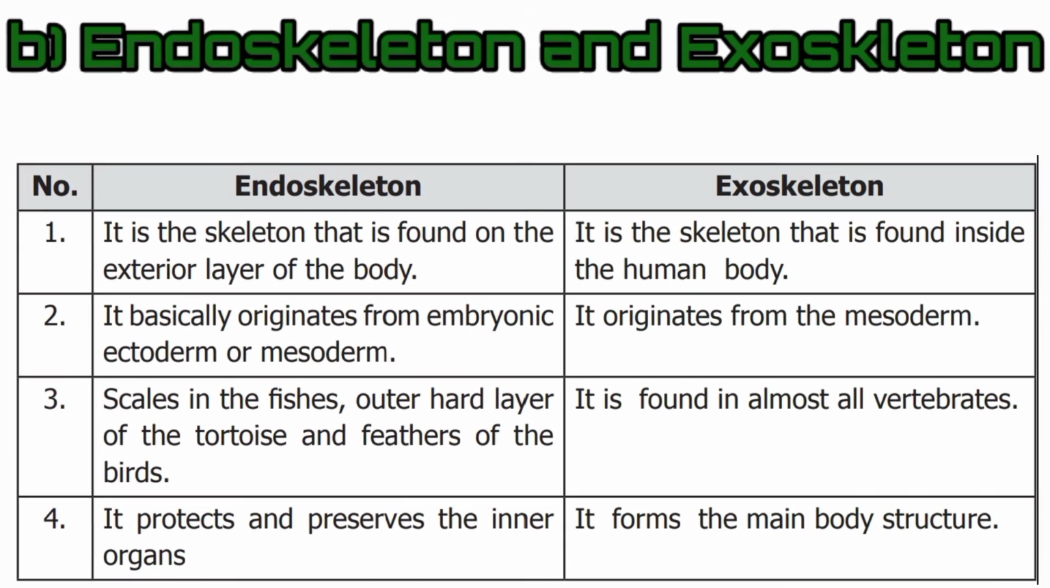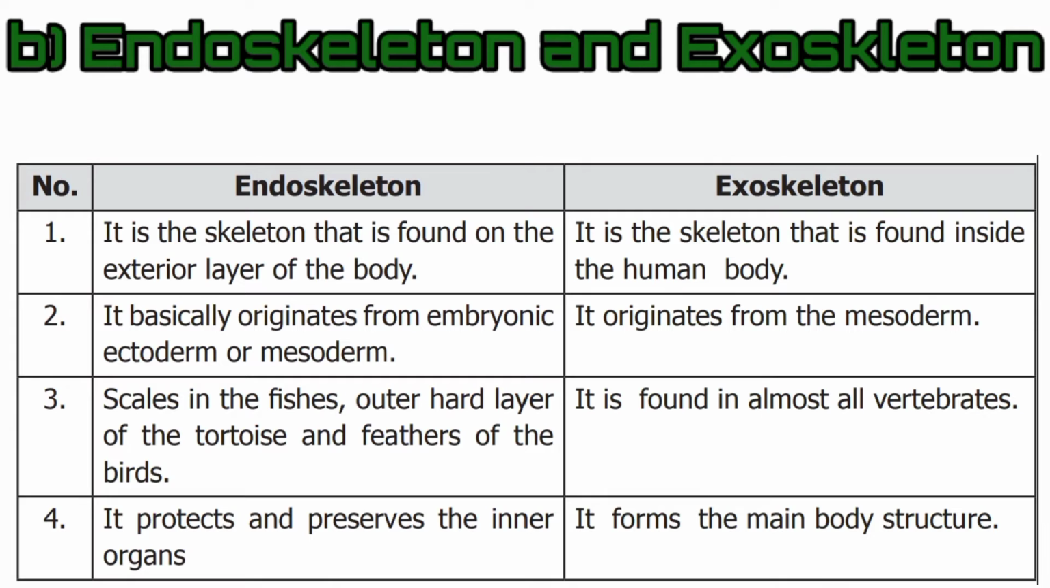B. Endoskeleton and exoskeleton. Differentiate between endoskeleton and exoskeleton. Endoskeleton is the skeleton that is found on the exterior layer of the body. Exoskeleton is the skeleton that is found inside the human body. Endoskeleton basically originates from embryonic ectoderm or mesoderm. Exoskeleton originates from the mesoderm.